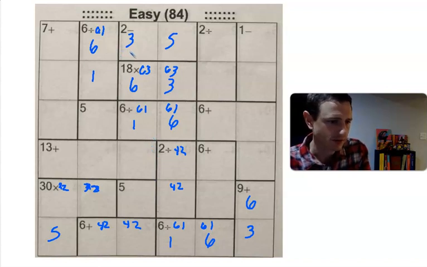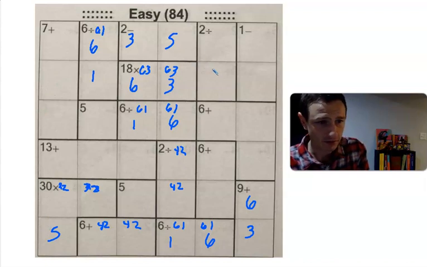Let me see if I can continue that. Oh, five for this row. Five can't go here because of this five. Five can't go here because of this division. So this has to be a five. This has to be a four because six minus five is one, but I already have a six, so five minus four is one.